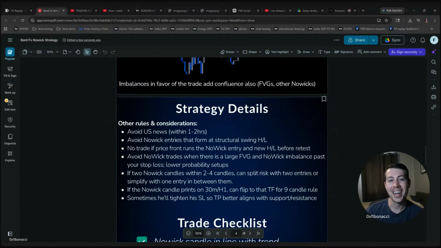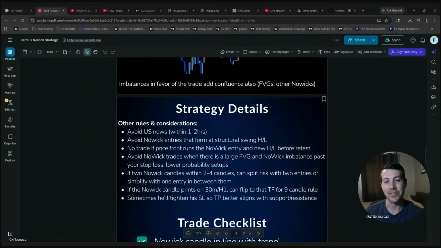In terms of other rules and considerations, there's a lot of invalidations. It's a very simple entry model, but in order to get it to work, instead of taking every single time there's a no wick retest, he does have some invalidations that you need to make sure you take into account. So he pretty much always avoids news, U.S. news specifically. I mean, I was testing AUD, and Australia news really doesn't matter that much most of the time.